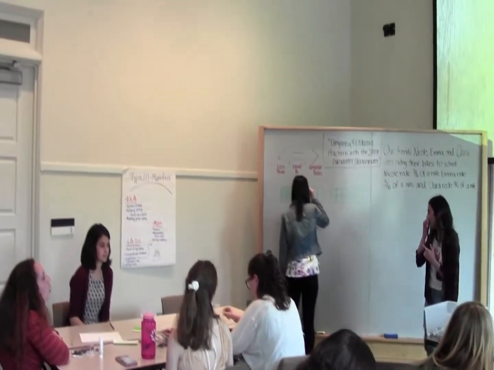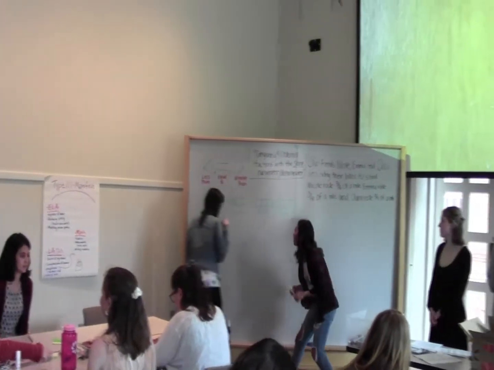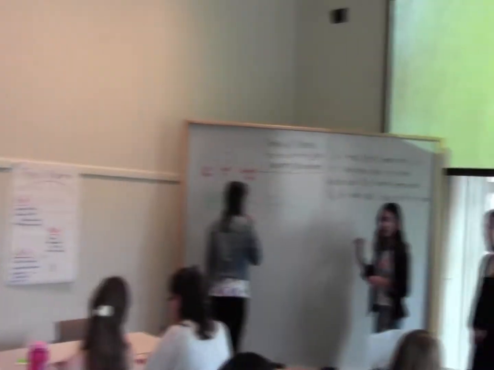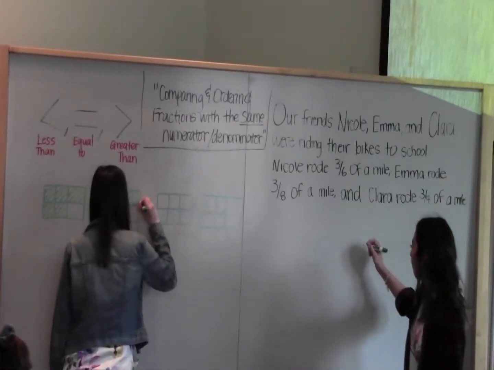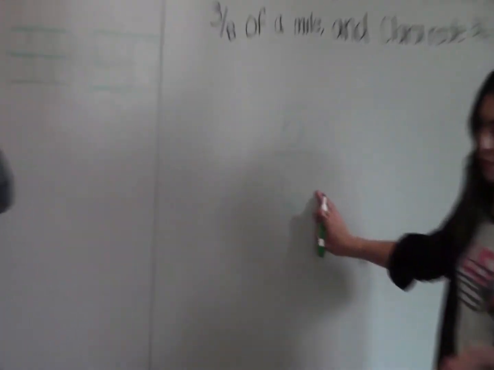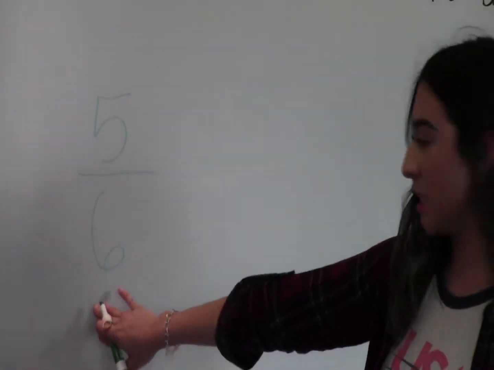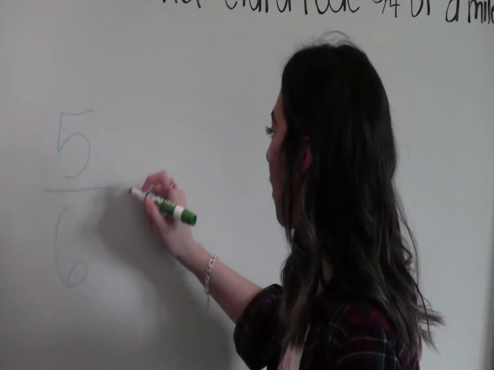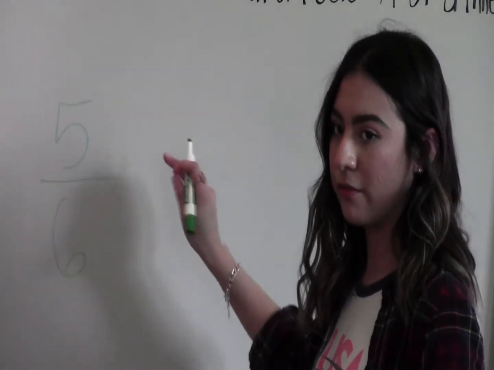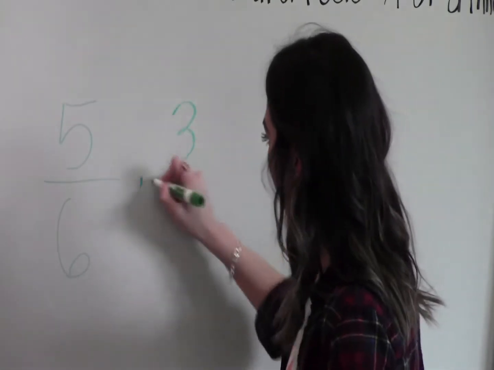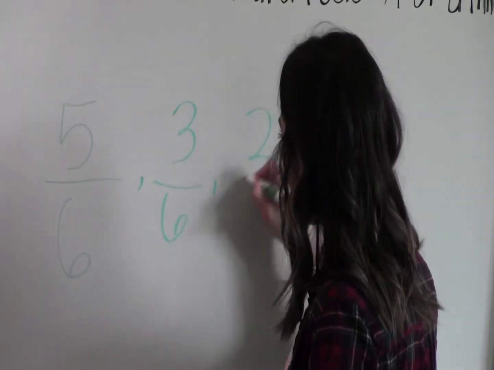So what Clara is saying is that, let's look at her number here. So she said that Lucy had 5/6, right, Clara? Mm-hmm. Okay, so everybody had the same number of pieces, which is represented by the denominator. So this is the total number of pieces. And so what were the other number of pieces that you guys had at your table? 5/6, 3/6, 2/6, and 1/6.